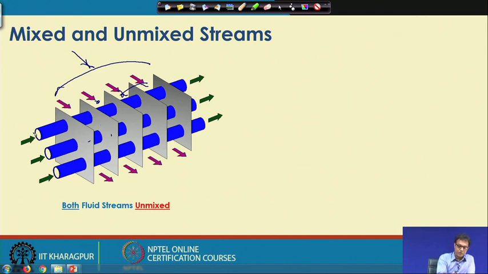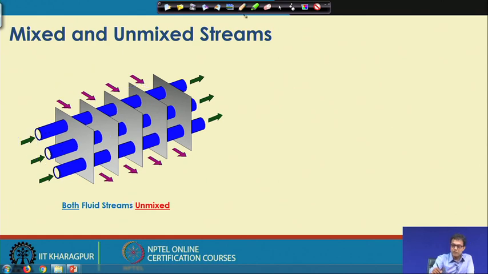Now, this other fluid stream is also coming from some other pipe and getting distributed to different individual pipes. So, this fluid is not able to mix with this fluid inside this tube. So, both the fluids remain unmixed.